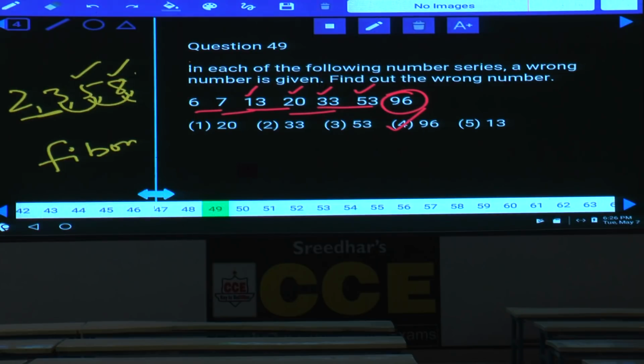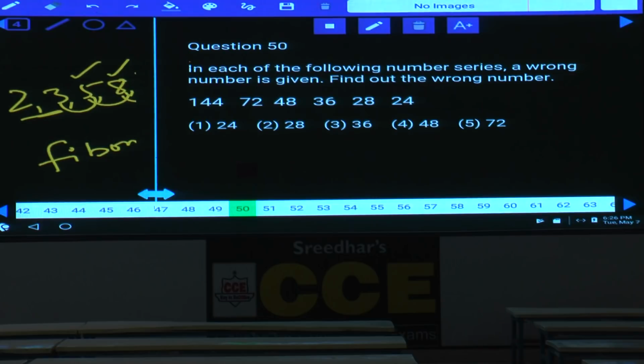Done? Then 50. Divided by how much? Divided by 2. 144 divided by 2 is 72. Next one, 72 divided by how much? 144 into 1 by 2. Next one, 72 into 2 by 3. What is 72 into 2 by 3? 24 into 2, 48. And 48 into 3 by 4.